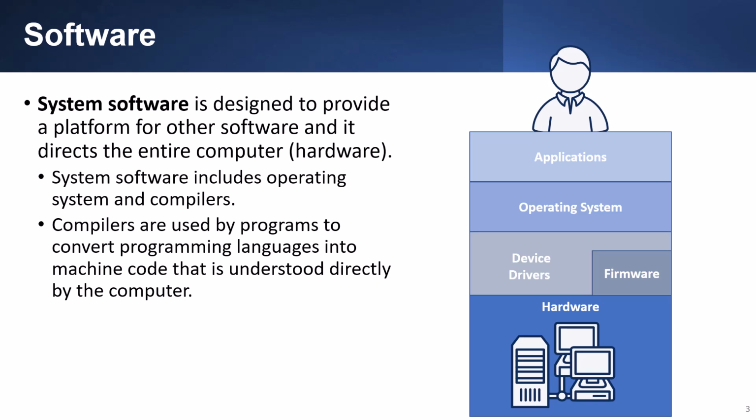System software is designed to provide a platform for other software, and it directs the entire computer. System software includes operating systems and compilers. Compilers are programs to convert programming languages into machine code that is understood directly by the computer. Compilers are primarily used by programmers, also known as software developers.